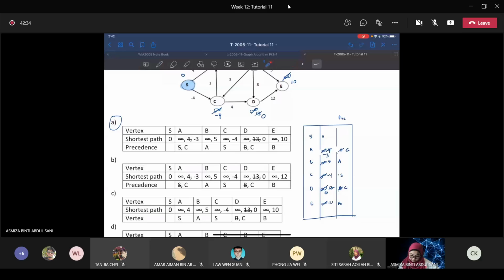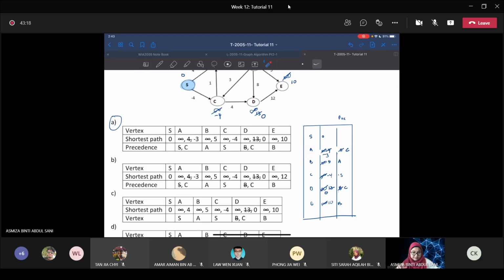So the table reads: S is 0, A is -3 with predecessor C, B is 5 with predecessor A, C is -4 with predecessor S, D is 0 with predecessor C, E is 10 with predecessor B. Okay, so assuming that for question number 3 just now, for the last iteration this is what you get, you can actually trace the path. Let's say you want to find the path to get from S to E. You look at E, the predecessor is B, and you look at B, and the predecessor comes from A.